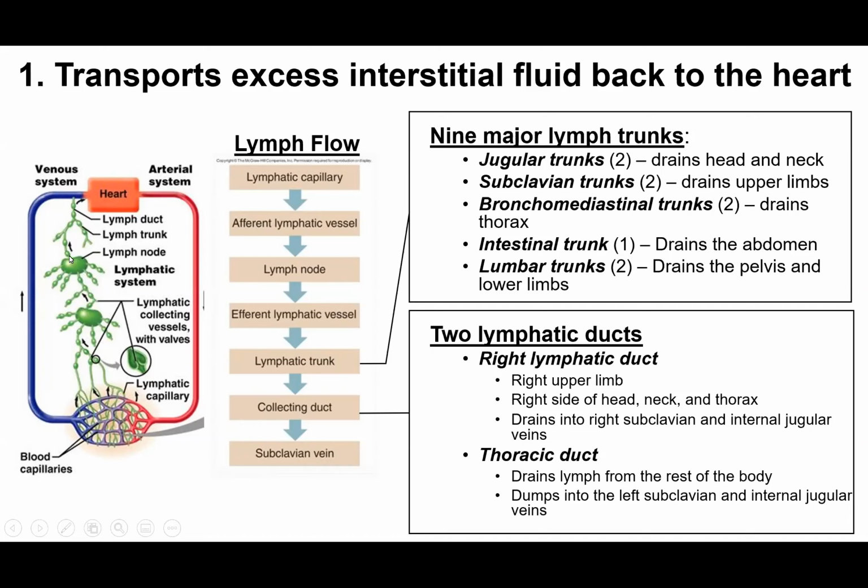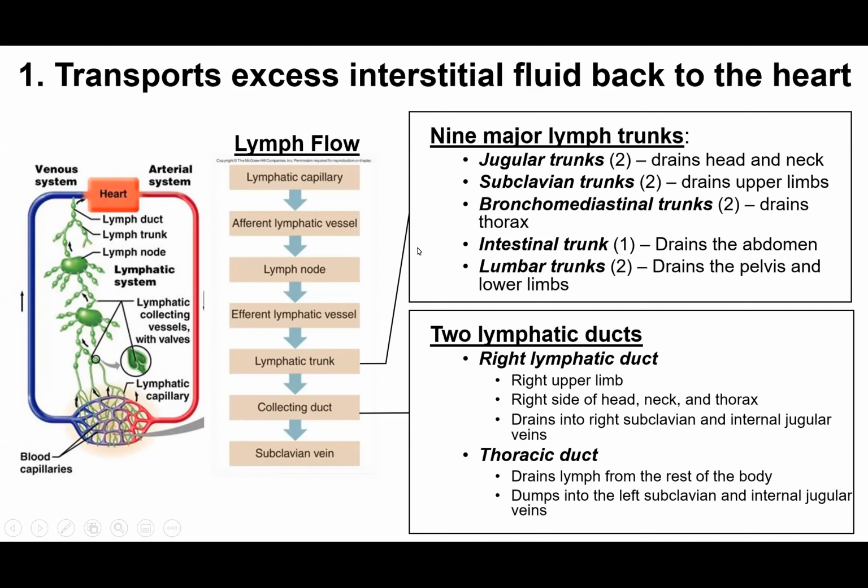And then it'll be sent along the efferent vessel until many efferent vessels come together and form what is a lymphatic trunk. Okay, so if you just imagine that you'd have another lymph node over here, another one here, all of these efferent vessels are going to come together and form this lymph trunk. And in the body, we have 9 major lymph trunks.